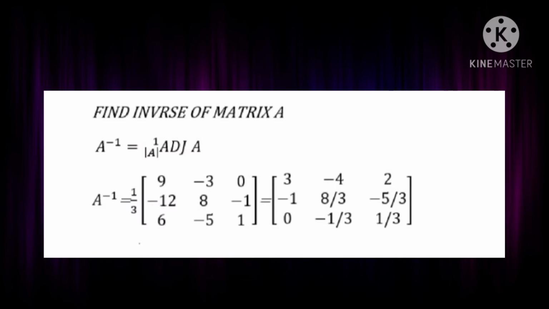The last step, we can find the inverse of matrix A by using the formula inverse A equals 1 over determinant of A multiplied by adjoint A. So we will get the answer 3, negative 4, 2, negative 1, 8 over 3, negative 5 over 3, 0, negative 1 over 3, and 1 over 3.